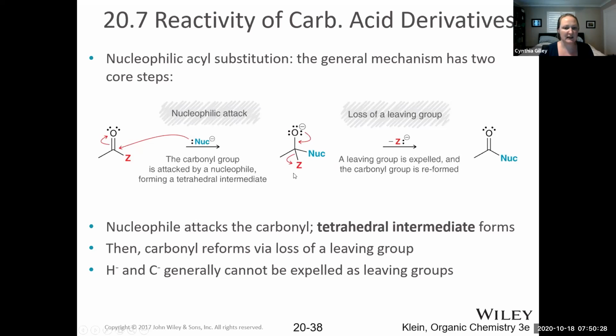Also, just note again, if this was a hydrogen, we cannot kick out hydride, right? It's not a good leaving group, so we don't kick out hydrides. So this cannot be a hydrogen. In addition, it cannot be a carbon, because if we kick out a carbon, we're essentially kicking out a carbanion. Again, carbanions are strong bases, not weak bases, so they make terrible leaving groups.